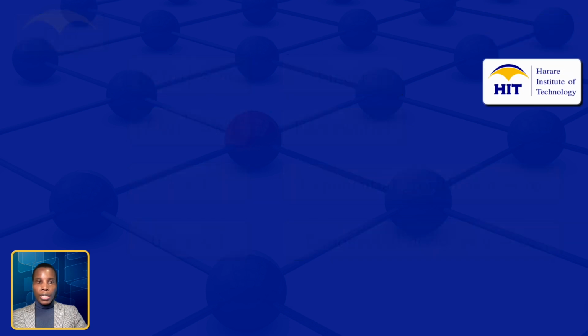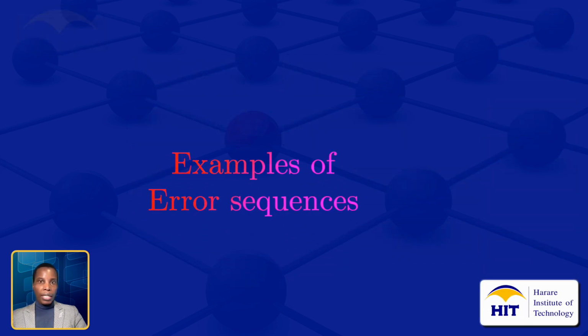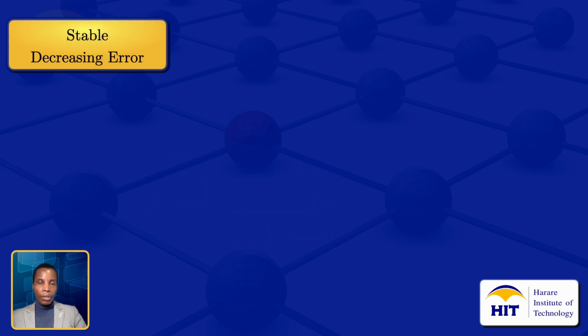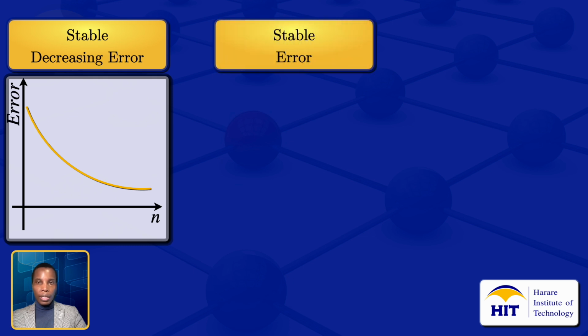So I'll now go on and illustrate some error sequences graphically. So we can have a stable decreasing error. The error decreases, then goes on to a stable value. I can illustrate this by drawing my horizontal axis where we have the n, and the vertical axis where we have the error. So the error will be coming down and approaches a stable value. So we have a stable decreasing error, or we can just have a stable error.